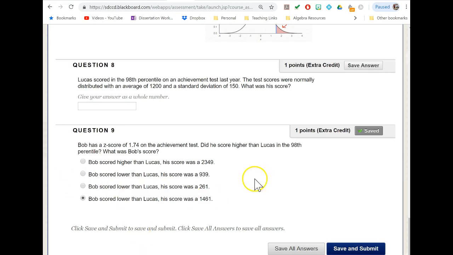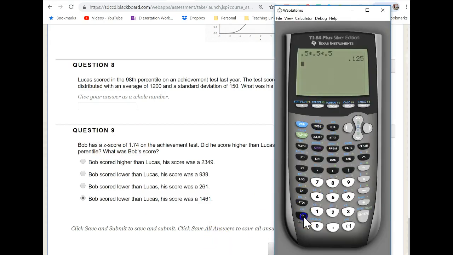So let's see. Lucas is in the 98th percentile. Bob is in 1.75. So let me do this math to make sure I don't have another error. All right, so 1.74 times the standard deviation, which is supposedly 150 from up here, plus the mean of 1200. So this is going to be Bob's score. So Bob scored a 1461. So that's the only one that's right. I think I used to have the wording wrong in terms of if he scored lower or higher. So I'm just going to verify that Lucas's score is higher than that with distribution, inverse norms.